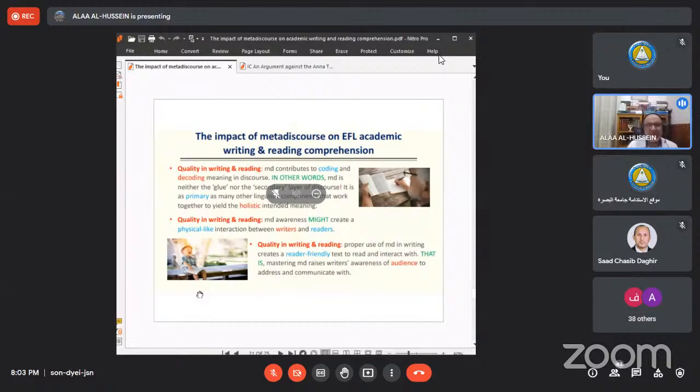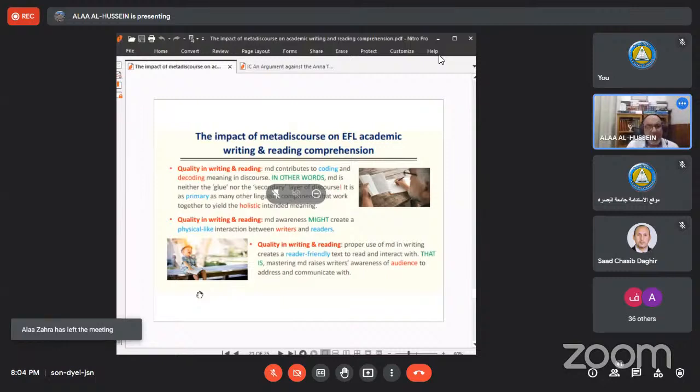When we read, for example, a piece of text, and the writer uses very clear meta-discourse markers, the reader will feel that it's reader-friendly.